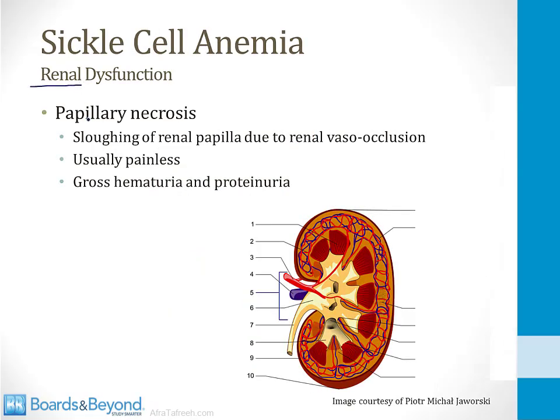Another renal complication that can occur is papillary necrosis. This is sloughing of the renal papillae due to renal vaso-occlusion. Recall that the papillae are these portions of the kidney that I'm circling with my pen. They collect urine from the nephrons. When they slough off, this usually results in painless gross hematuria and proteinuria. Now, the renal papillae, I should note, are right next to the renal medulla, so papillary necrosis often goes hand in hand with urinary concentrating problems and the polyuria and nocturia we talked about before.